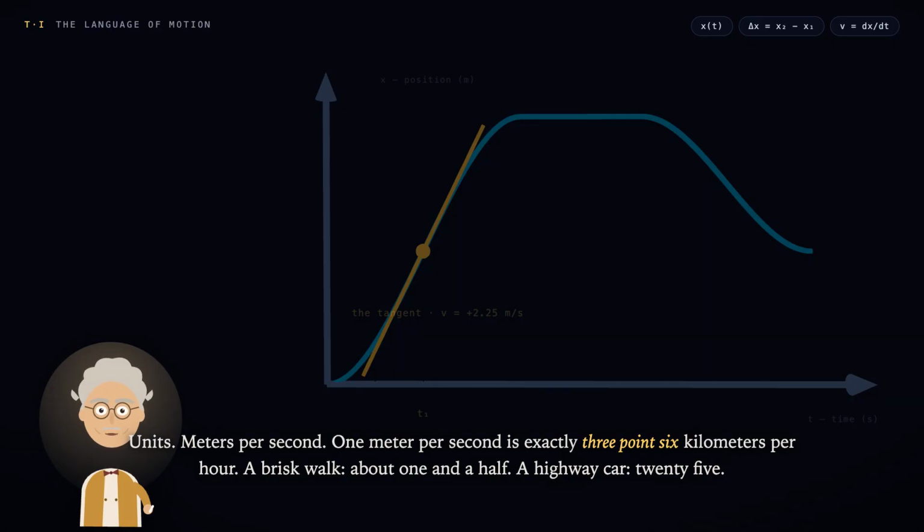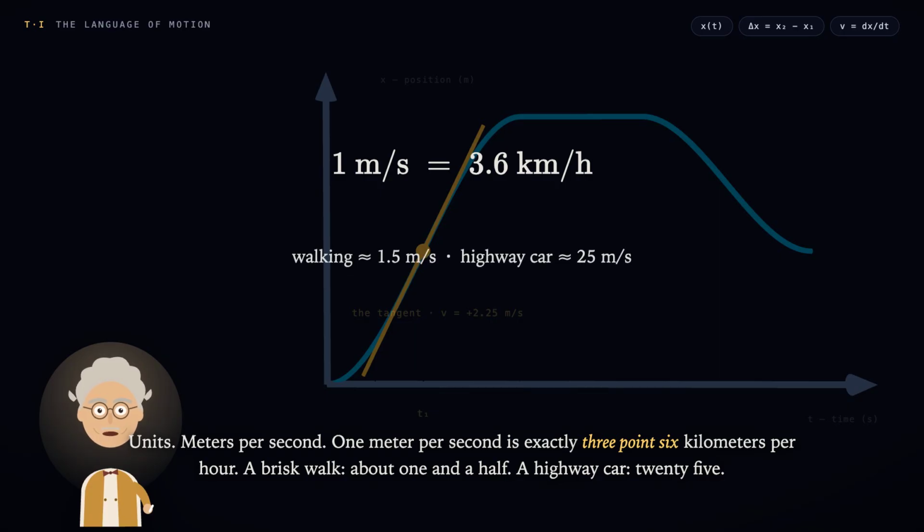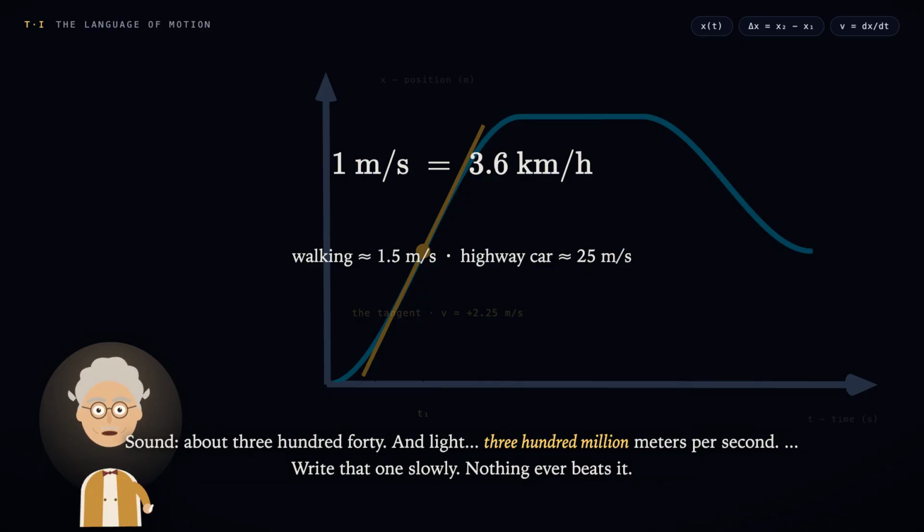Units: meters per second. 1 meter per second is exactly 3.6 kilometers per hour. A brisk walk, about 1.5. A highway car, 25. Sound, about 340. And light, 300 million meters per second. Write that one slowly. Nothing ever beats it.